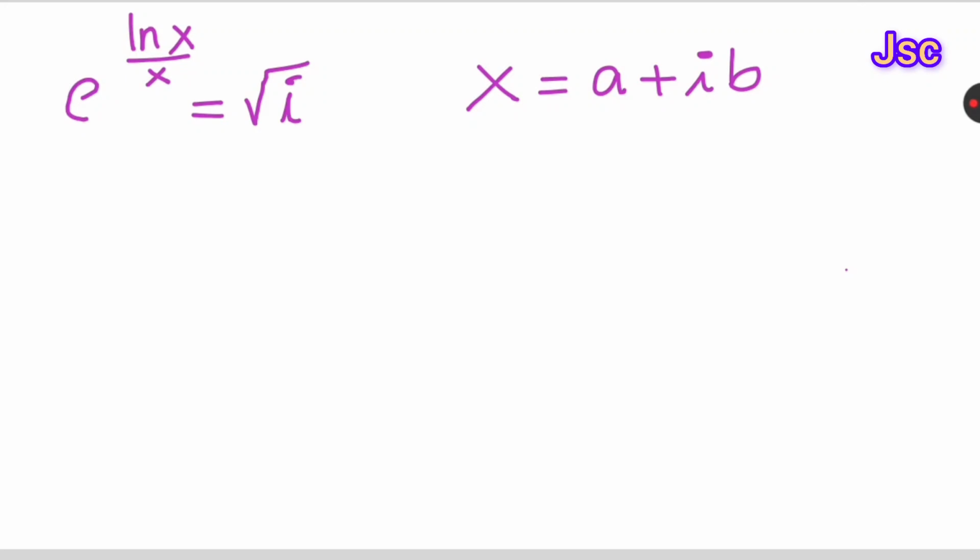Today's question is e raised to power of ln x over x, that is equal to square root of i. Our goal is to find the x value, and the x value has to be shown in the form of a plus ib. Let's see how to solve it.